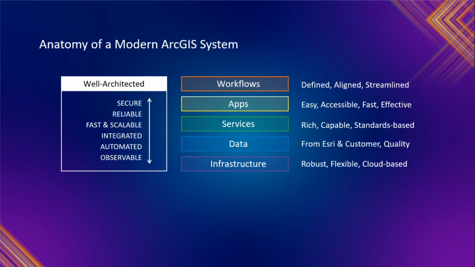Then we have the infrastructure. Finally, when we talk about a well-architected framework, these are the 6 pillars to be accounted for.